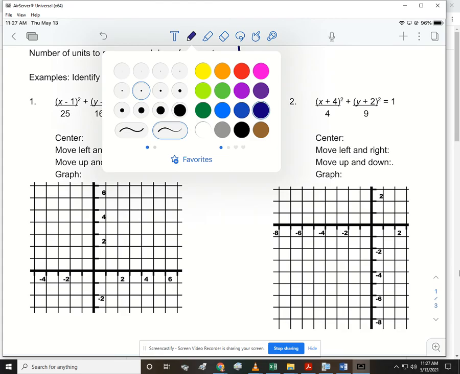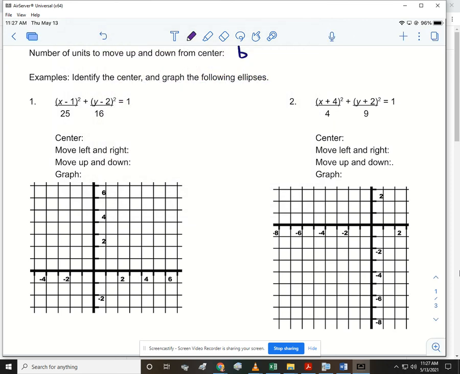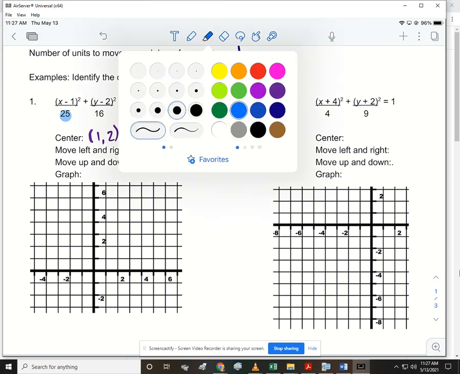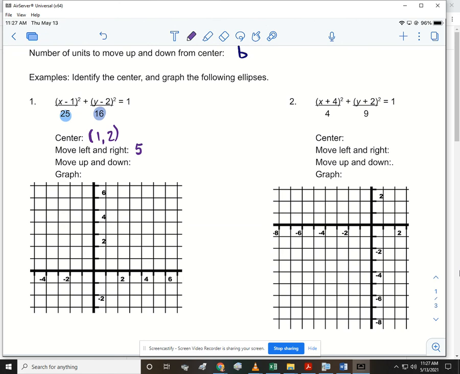Okay, so for the center of this first ellipse, we look inside the parentheses with the x and we change the sign. We look inside the parentheses with the y and we change the sign. So 1, 2. To figure out how much to move left and right, we look under the x, there's a 25, and we take the square root. So 5 left and right, I may have said that backwards. And then to figure out how many to move up and down, we look underneath the y and we take the square root, and that's 4 up and down.